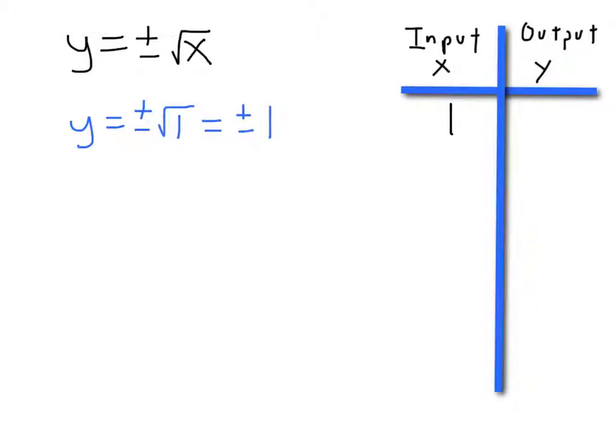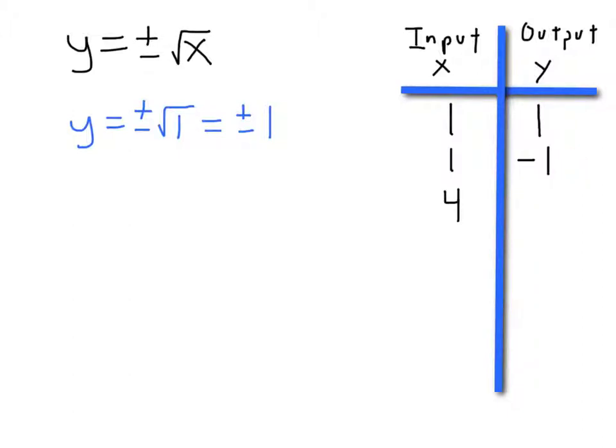So if the input is 1, the output could either be 1 or it could be negative 1. So I'll represent that with 2 rows in my table. So the input 1 could either have an output of 1 or it could have an output of negative 1. Now let's try a couple other points. Let's assume that x was 4.